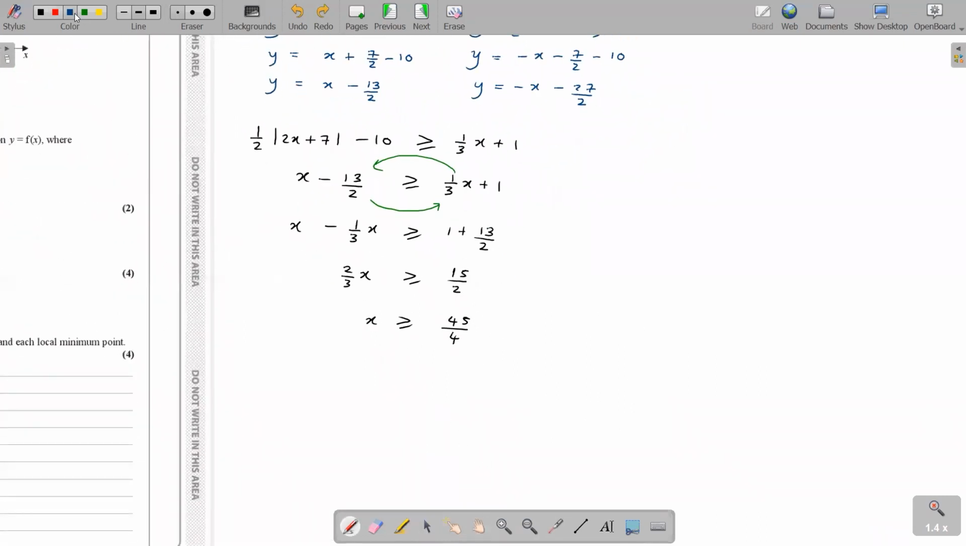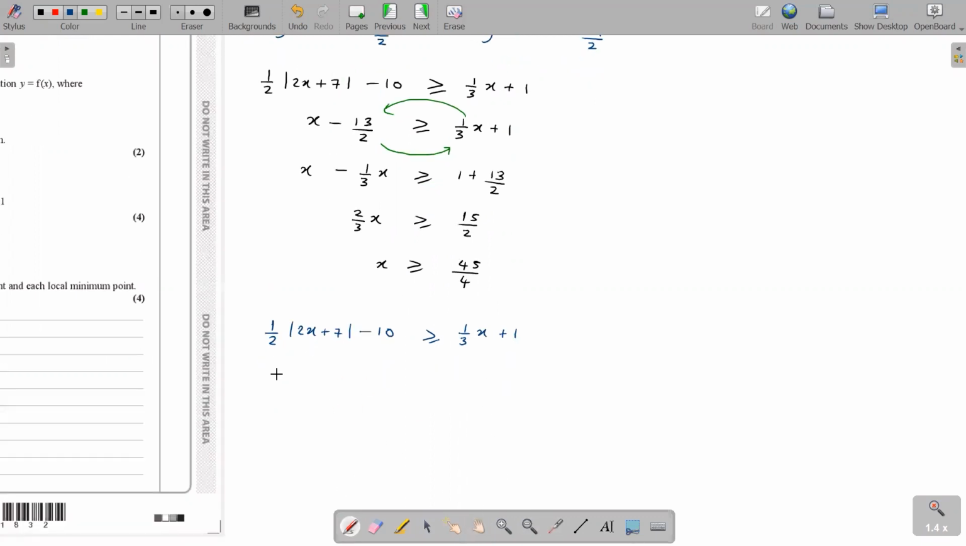So shall we input a value? Let's input the x value and check. Half of |2x + 7| minus 10. Input x as 12 and check on this. Shall we use x as 12? Please use x as 12 and get me the answer.